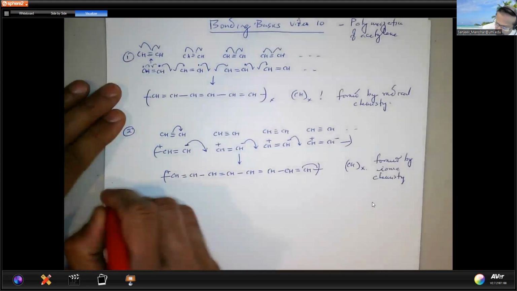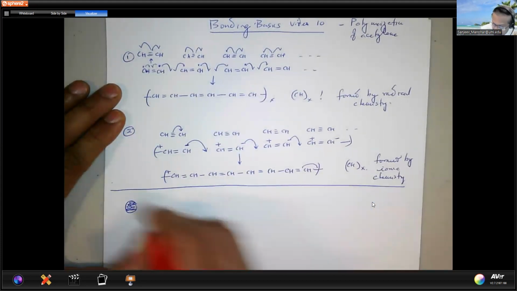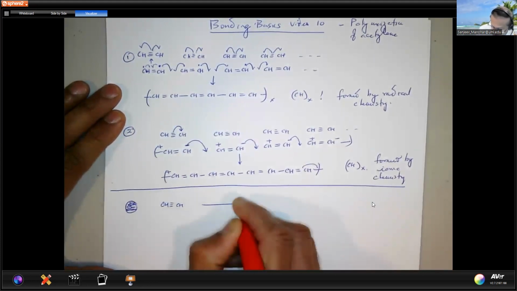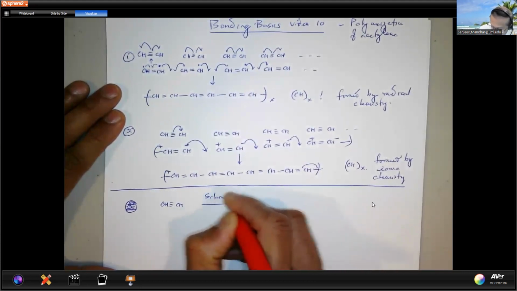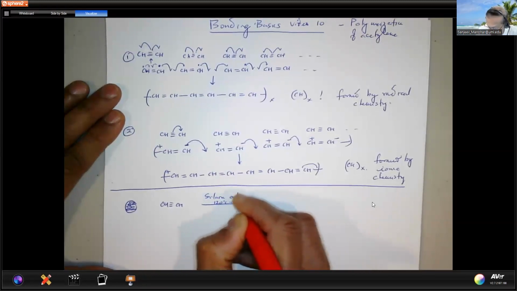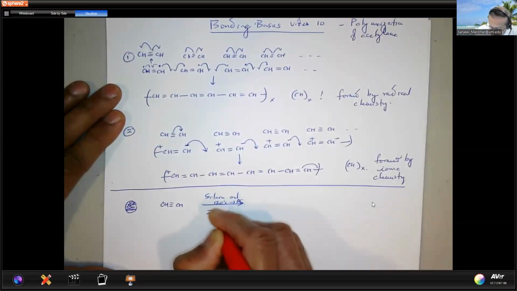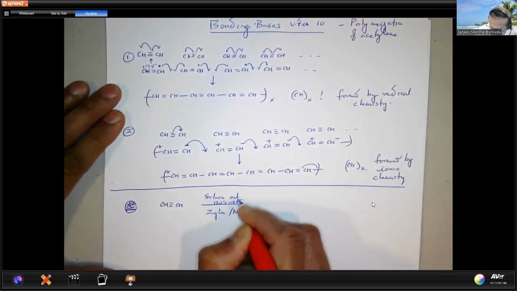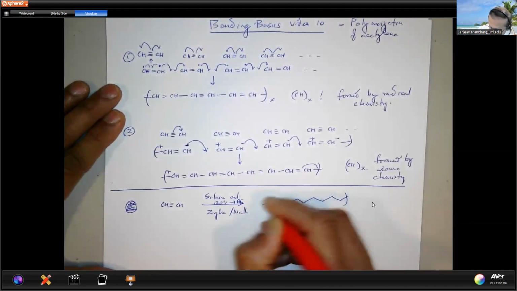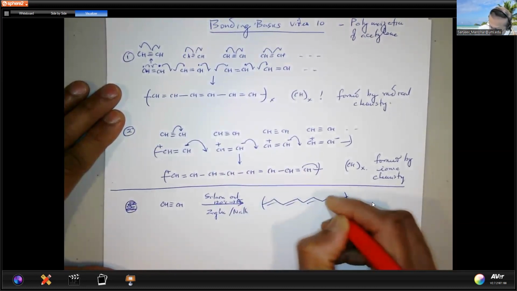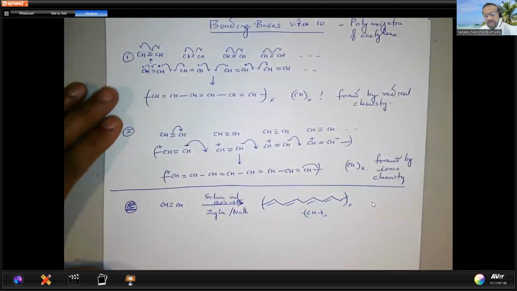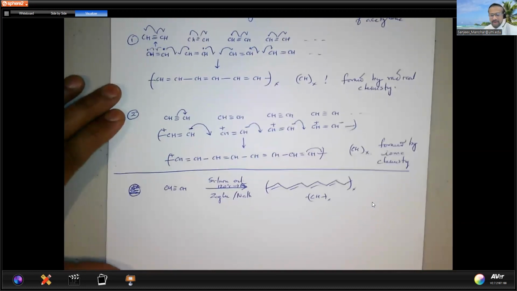So now coming down to what you have read: CH triple bond CH, and a silicone oil. Now, what is that? 120 degrees, then to room temperature, and then Ziegler-Natta to give you undoped CHx, which when doped gives you very highly conducting polyacetylene, correct?